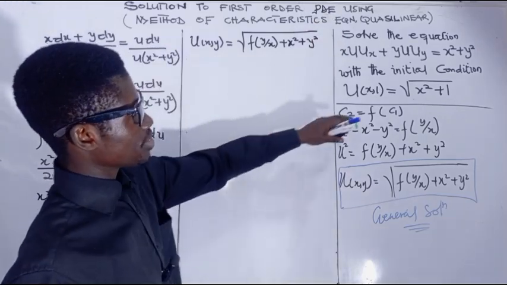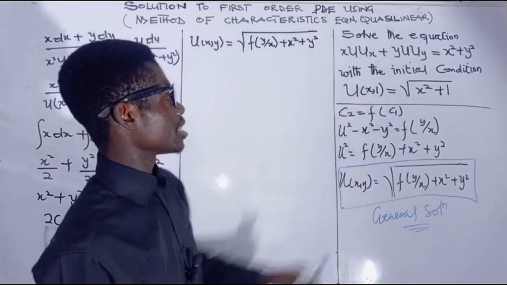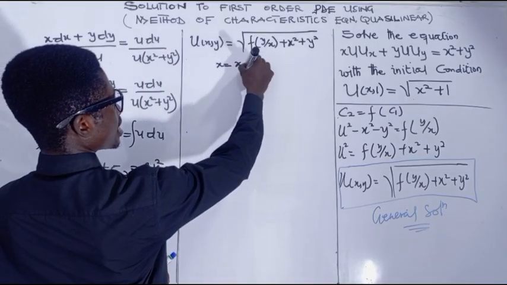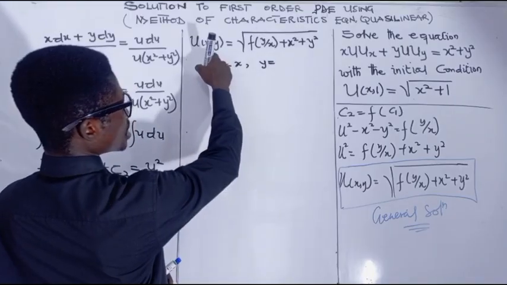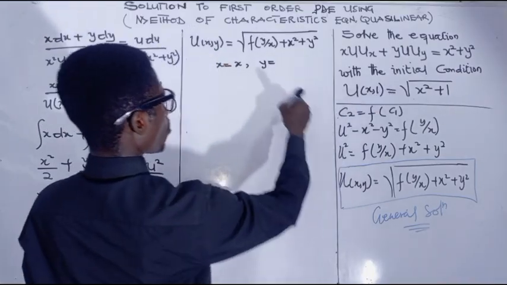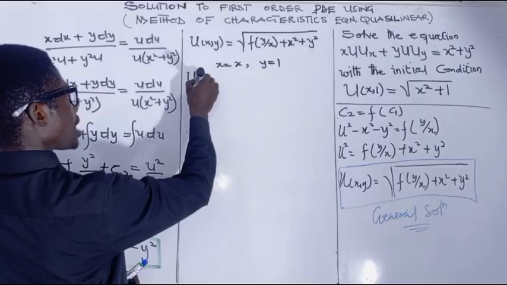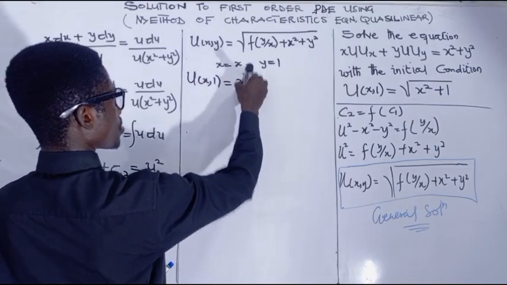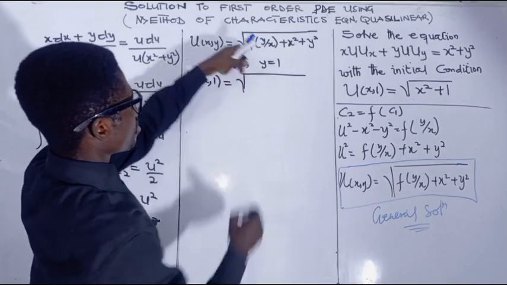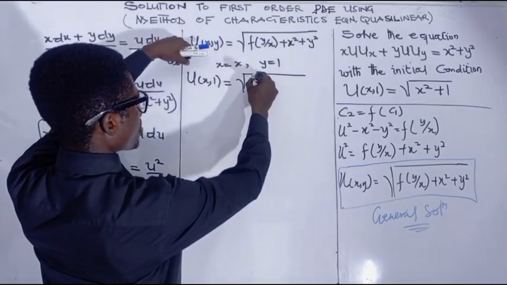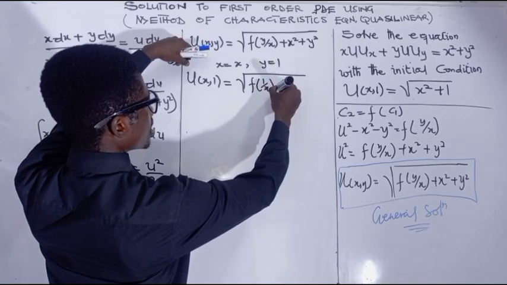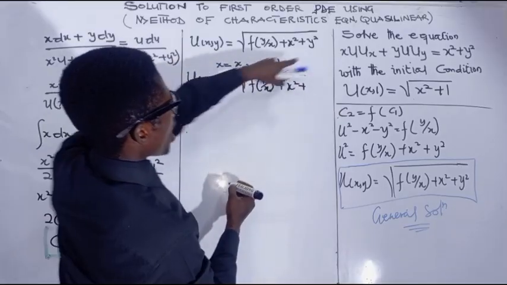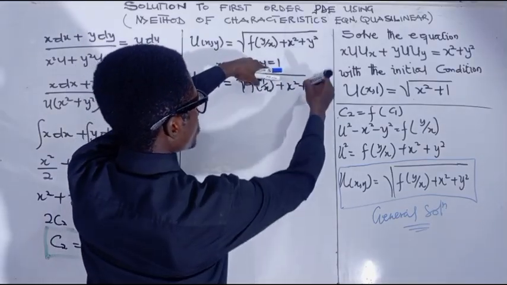Now with the initial condition, we are saying u at x, comma 1. So it means that wherever we see x in the general solution, we plug in x, and wherever we see y in the general solution, we plug in 1. So we have u at x, 1 is equal to the square root of a function of 1 over x, plus x squared, and then y squared, 1 squared will give us 1.